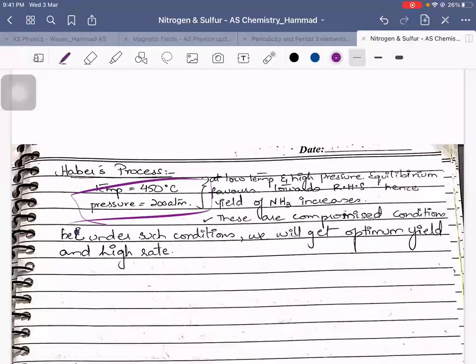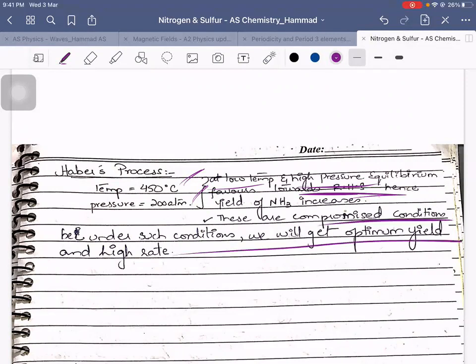Haber's process we have done before. The conditions involve 450 degrees Celsius, 200 atmosphere pressure, and low temperature and high pressure is required so that the equilibrium favors the product direction. These are compromised conditions because under such conditions we get optimum yield and high rate.